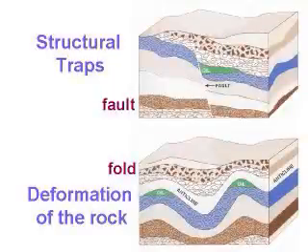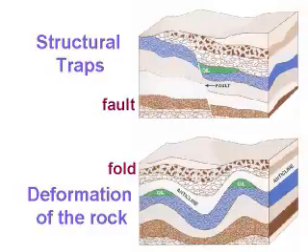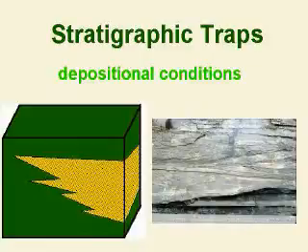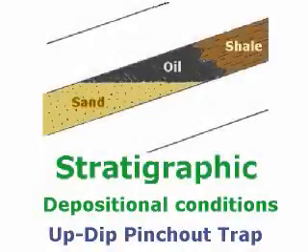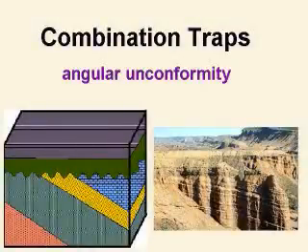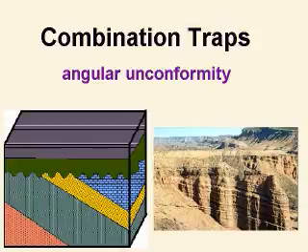Structural traps are caused by deformation. Something big, like an earthquake or moving plates, has changed the rocks. Stratigraphic traps are caused by irregularities in the deposition of the layers when they were laid down. Combination traps, commonly known as angular unconformity traps, are composed of rock formations created from both deformation and deposition.